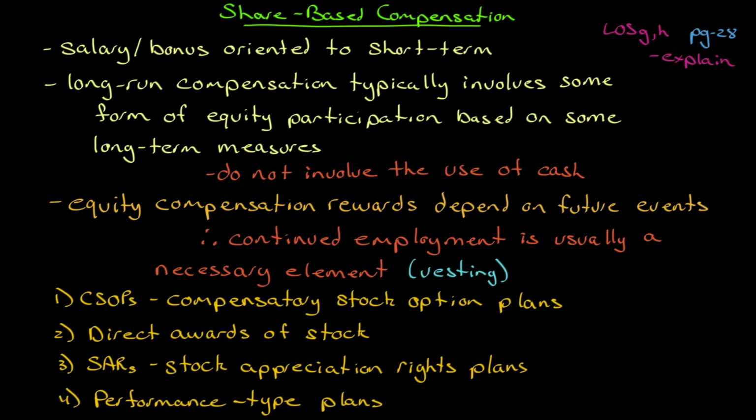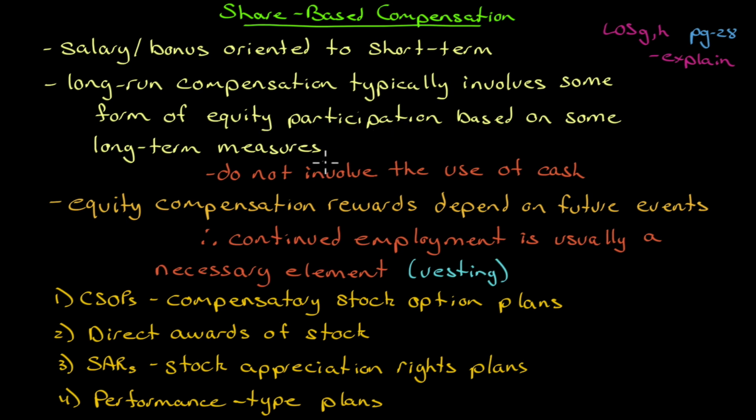All right, we're on our last two learning objectives. We'll do them both at the same time because they're kind of hard to pull apart. Share-based compensation. This stuff is really easy and straightforward. When a corporation pays salary or bonus, it's oriented towards the short term, on short-term performance. Long-run compensation typically includes some sort of equity-based compensation or some form of equity participation based on some long-term measures.